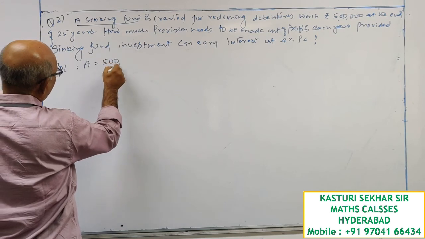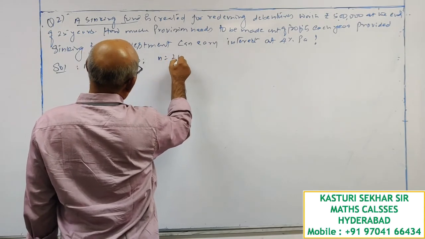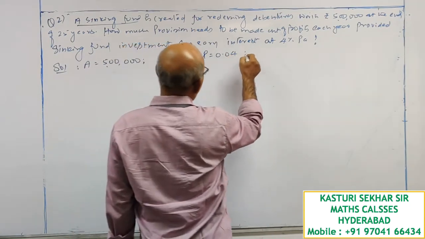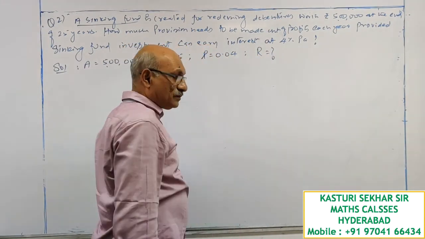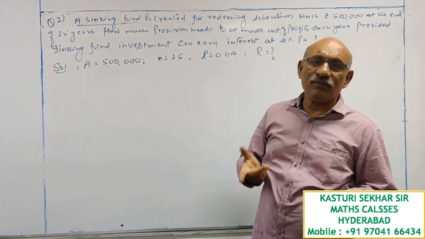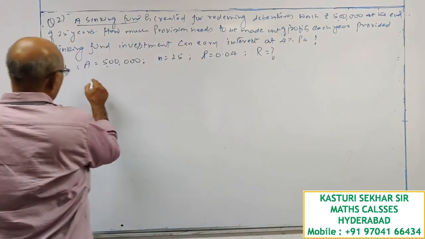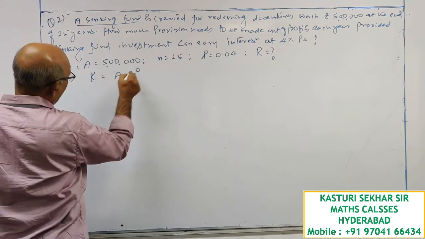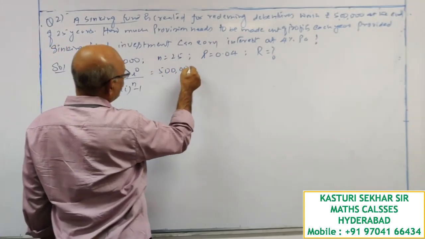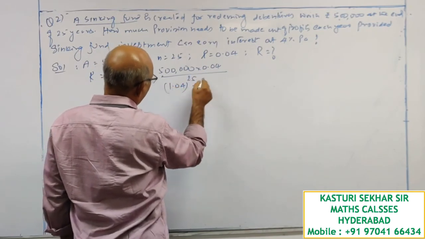Amount is equal to 5 lakhs. N is equal to 25 years. Interest is equal to 0.04. R is equal to question mark. So how much amount you have to transfer every year to the sinking fund from the profits? So size of the payment you have to calculate here. Now R is equal to A into I divided by 1 plus I whole power n minus 1. This is 5 lakhs into 0.04 divided by 1.04 whole power 25 minus 1.